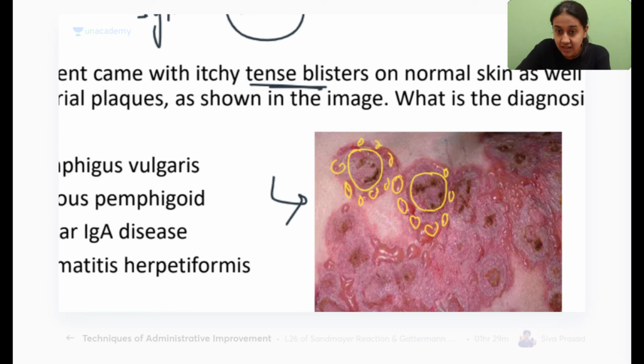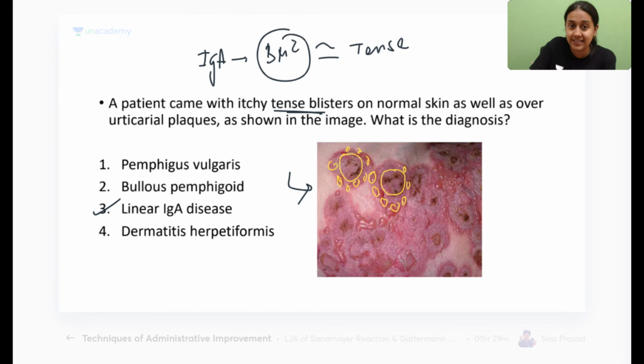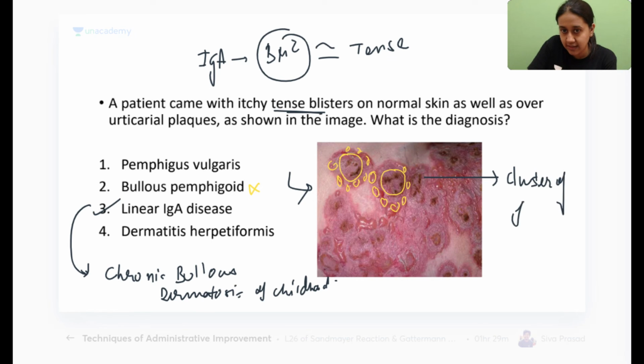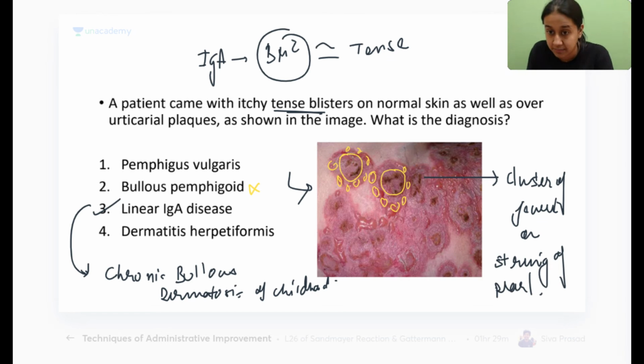Chronic bullous dermatosis of childhood is the same as linear IgA disease. It is the same. So please remember, it is a classical case of linear IgA dermatosis or disease, not bullous pemphigoid. Linear IgA disease is also known as chronic bullous dermatosis of childhood. And here this is known as cluster of jewel appearance or string of pearls.